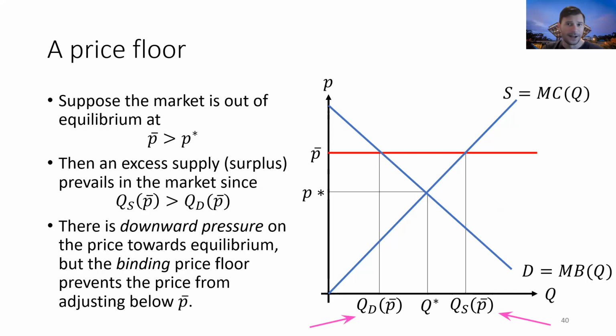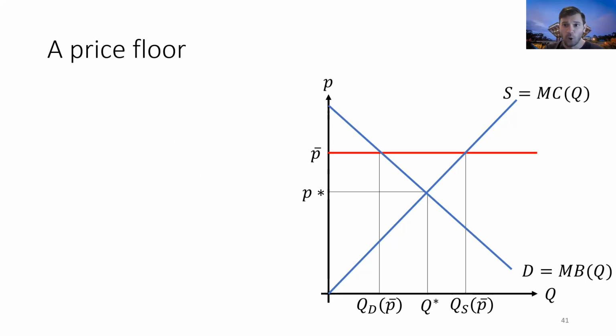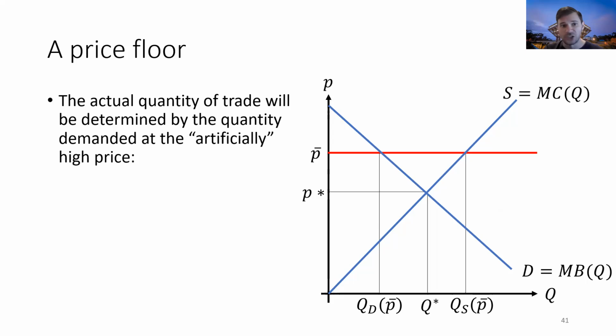Now, we recognized before that when you have this surplus in the market in terms of excess supply, there's this downward pressure on the price because firms want to cut that price to get rid of that excess inventory. Problem is, they cannot cut it lower than the floor now. That's a legal mandate preventing them from dropping the price any lower than that. So the quantity of trade here is going to be defined by the smaller of those 2 supply and demand quantities, in this case being the demand quantity.